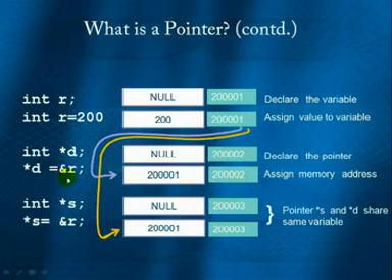Next, we declare a pointer called S, which points to an integer variable. Then we assign the memory location of the integer variable R to the pointer S. This indicates that pointer D and pointer S both point to the same memory location of the integer variable R. This clearly describes the concept of sharing that can occur in pointers.